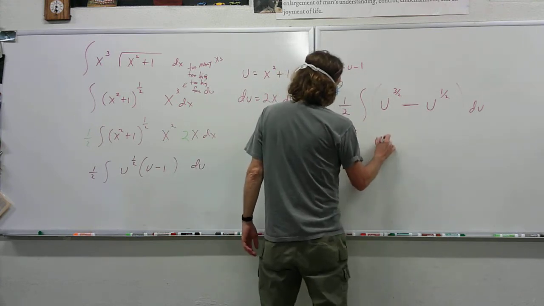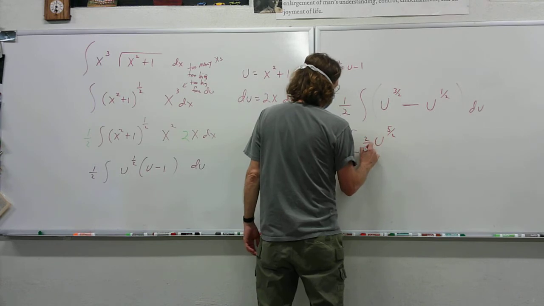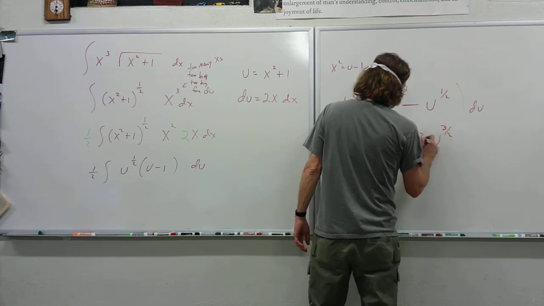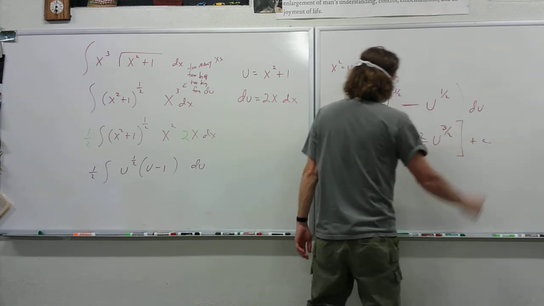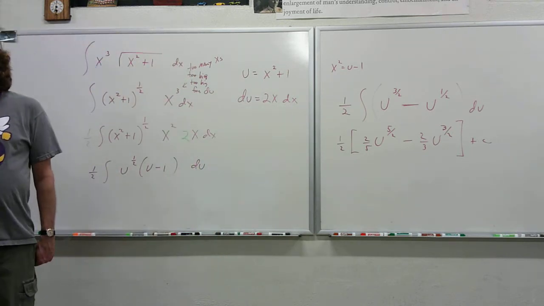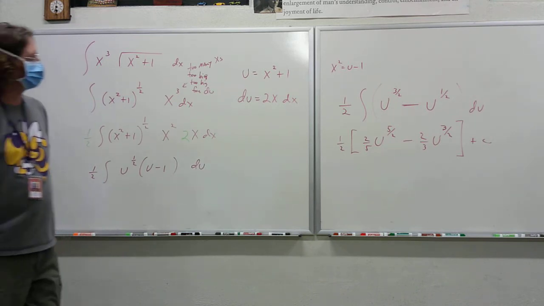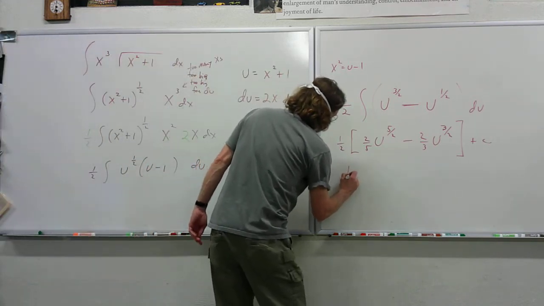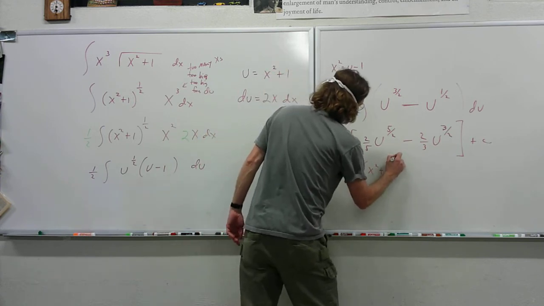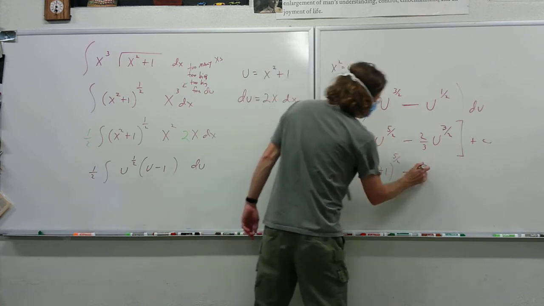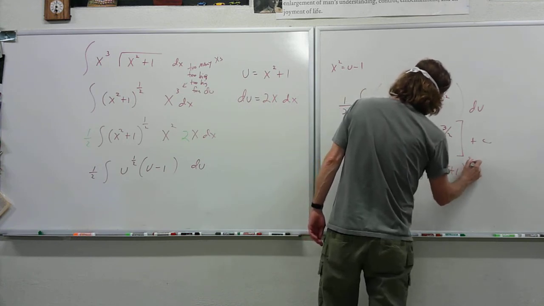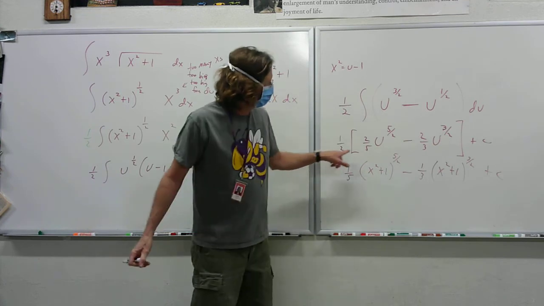Now, when you integrate that, you will get u to the 5/2 with the 2/5 out front, minus u to the 3/2 with the 2/3 out front, plus c. Just integrate each one of them using the little u du rule. Add one to the power, put the reciprocal out front. Then I get 1/5 x squared plus 1 to the 5/2 minus 1/3 x squared plus 1 to the 3/2 plus c. And what I did was distribute the 1/2 out.